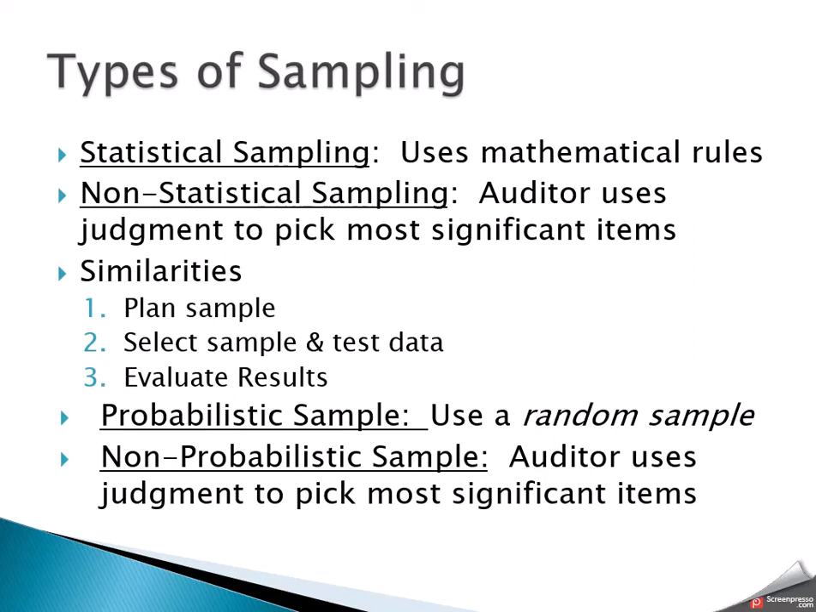A probabilistic sample is just using a strictly random sample, so every single item in that population has an equal chance of getting pulled. They can do that through the use of computer systems to come up with a completely random sample. And then there's a non-probabilistic sample, where the auditor uses their judgment to pick those most significant items. Like I said, the pool is going to be all of the invoices that are over $10,000, and you're going to then randomly select within that group. So you're picking out the more material transactions and then pulling a sample from those.